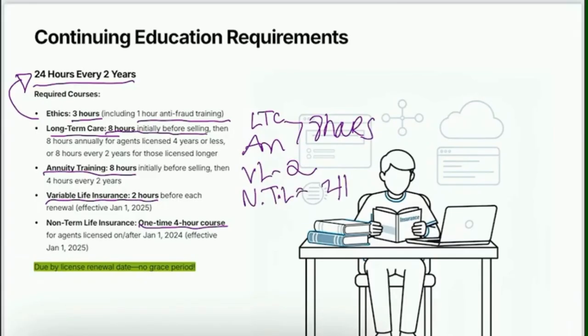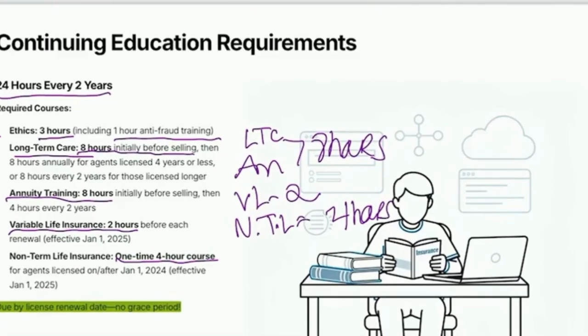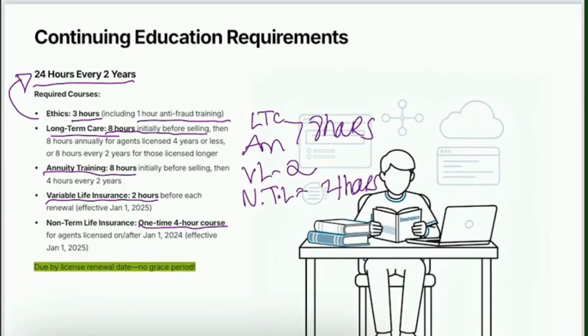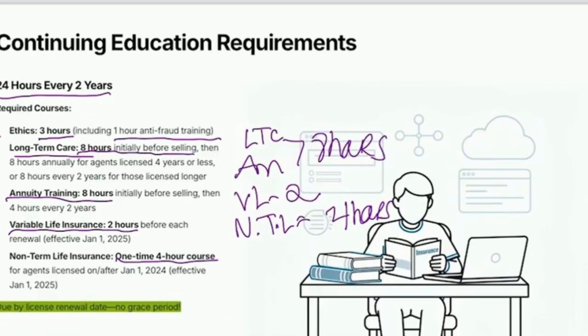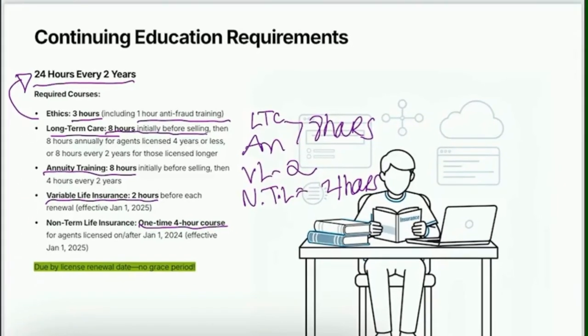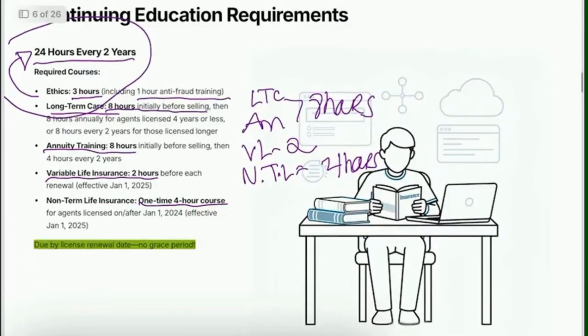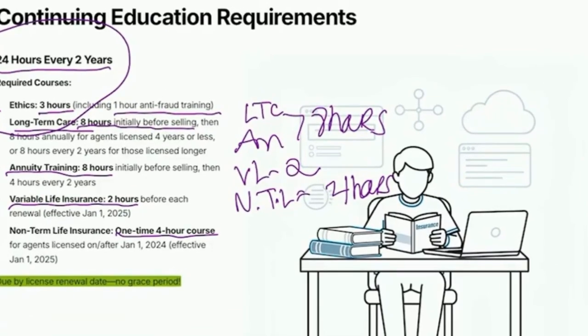Now you can see there are some different ones for annually, etc. Not generally going to go that deep into the details. I would focus on what those initial numbers are. Not as often tested, but it could be. So we like to go over it. Plus, you need to know it for selling these products in the state of California. So make some flashcards, be comfortable with these numbers. But the biggest one is going to be this 24 hours every 2 years with 3 hours of ethics. They could possibly throw in that 1 hour of anti-fraud training into the question, but that falls within ethics.